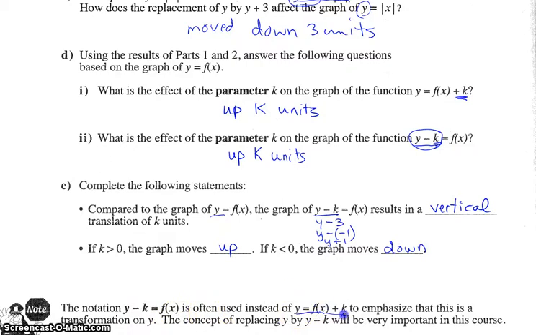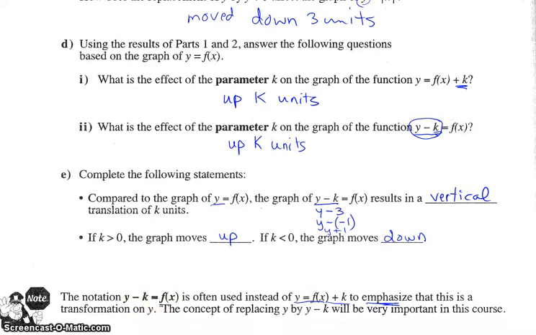Okay. So this notation of y minus k equals f of x is often used instead of y equals f of x plus k to emphasize that this is a transformation on y. When it's with the y, it's a transformation on y. And that's going to be an important concept later as well. Okay, let's look at the next page.